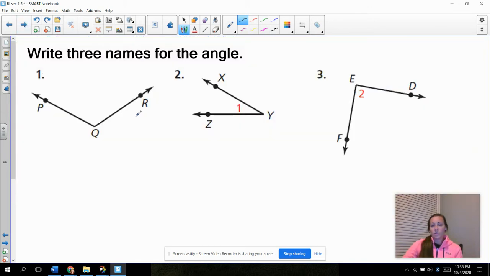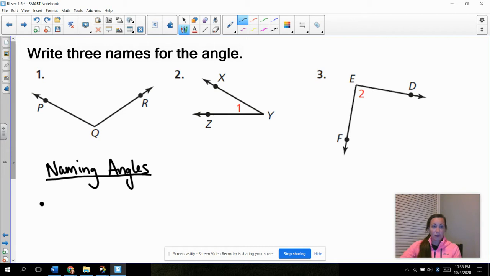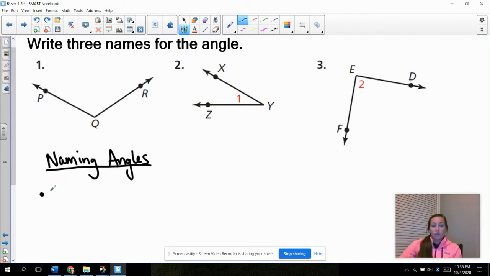Okay, so the first thing is, how do we name an angle? Just like we talked about naming planes and naming segments, let me go through this process with you. When you are naming angles, you have a couple options, and one of them will be the one that I encourage you to use, but obviously you don't have to listen to my recommendation. You can first name it using 3 letters.